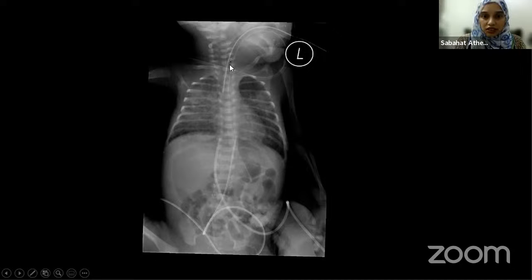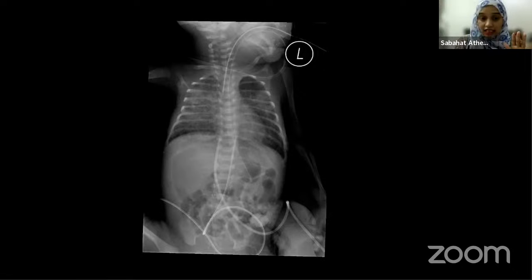So this is the endotracheal tube, right? It seems quite close to the carina. Then what do you have? The nasogastric tube. The nasogastric tube seems okay, right? Then I come here. You see this line? Follow the line. This is the UVC. This UVC is going to go straight up. And the tip of the UVC should be at the junction of the right atrium and the IVC. In that sense, this is fine.